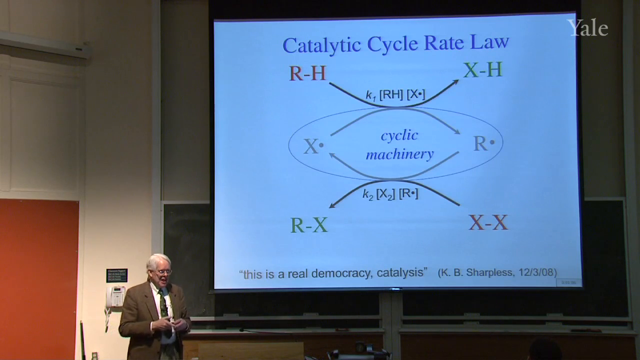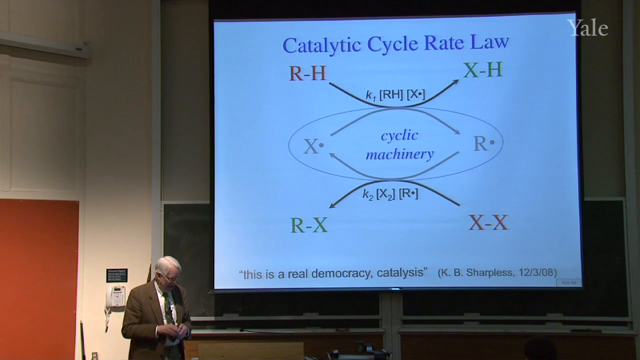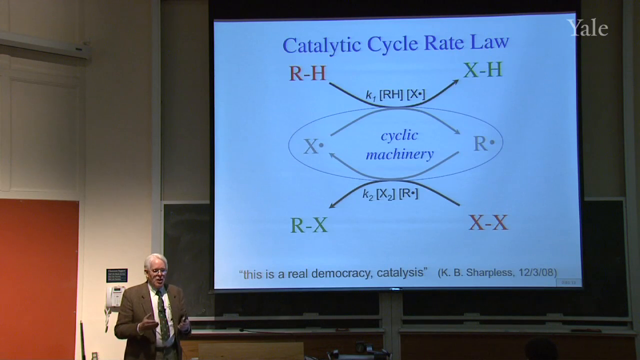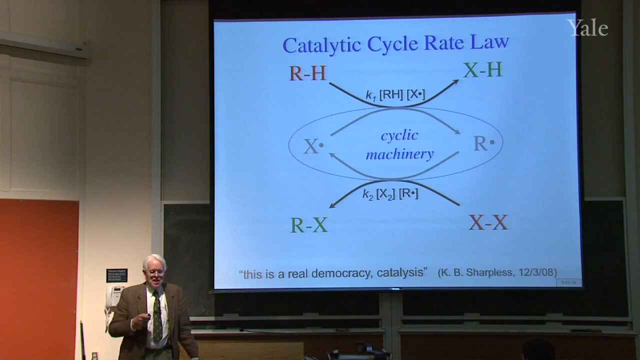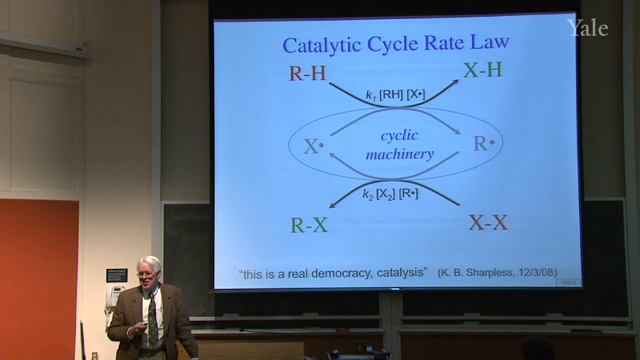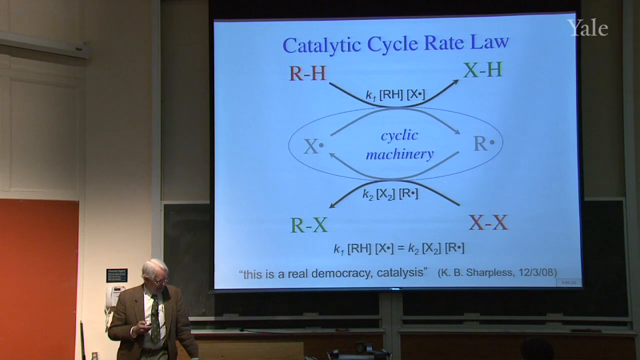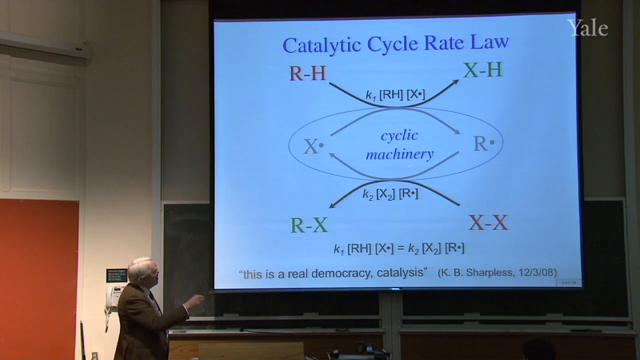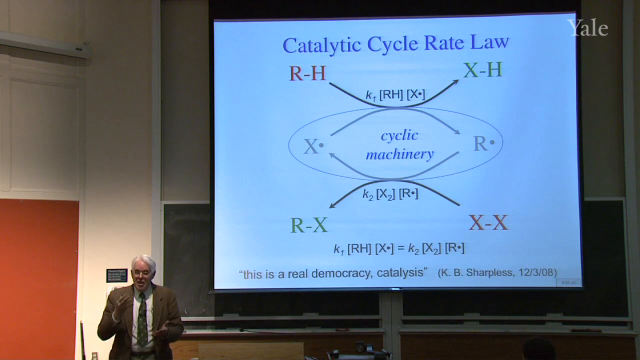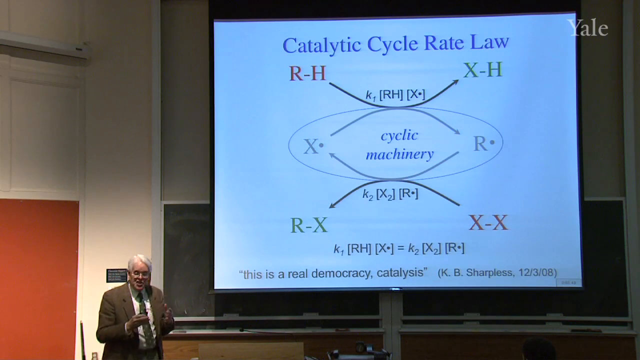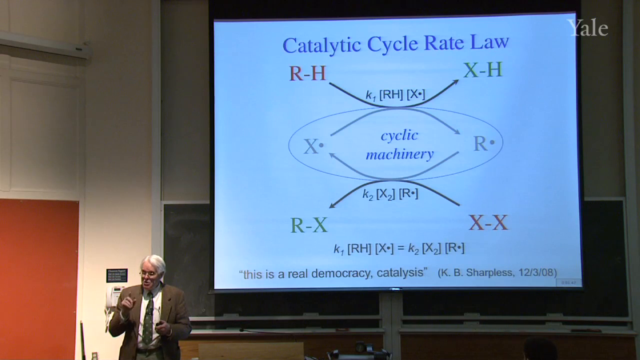Okay. Now, a couple of years ago, when we were having a visiting lecture by Barry Sharpless, who won the Nobel Prize in catalysis, he made a remark you can look at in his lecture if you want to, but one thing he said caught my imagination. He said, this is a real democracy, catalysis. What did he mean by it being a democracy? It's because when this thing is going around, right, these two rates have to be equal. Whatever K1 times those is has to equal K2 times those, and the concentration of the free radicals will adjust the ratio of the two to make those two equal.